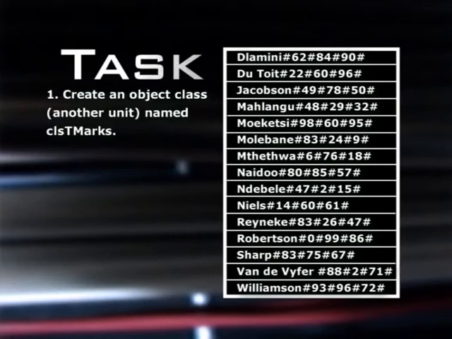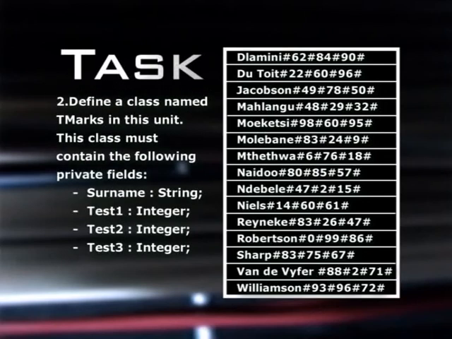1. Create an object class, another unit named CLS tmarks. 2. Define a class named tmarks in this unit. This class must contain the following private fields: surname : string, test1 : integer, test2 : integer, and test3 : integer.